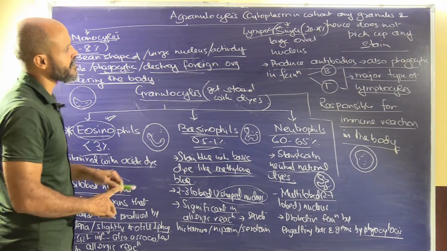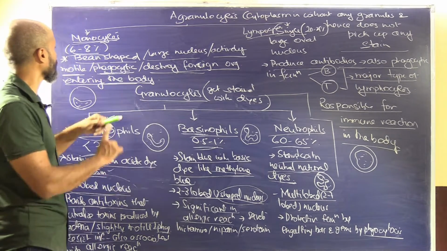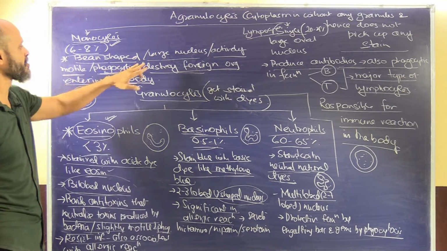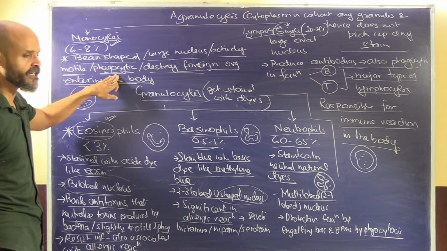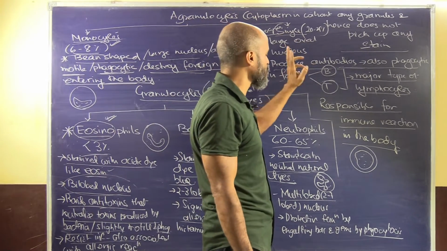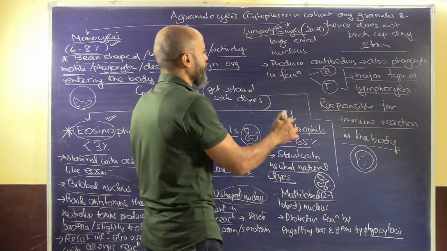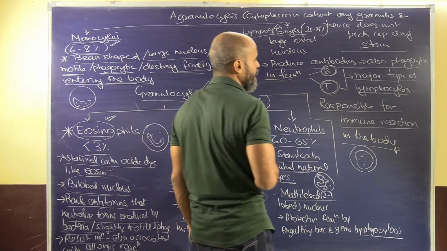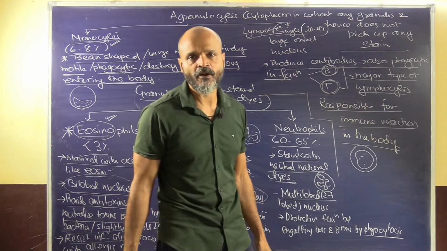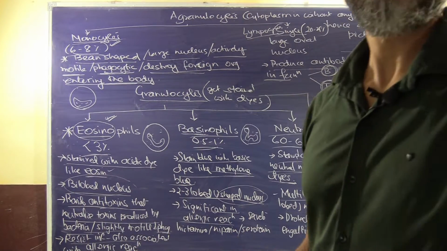Now, agranulocytes obviously cannot be stained with dyes. They are monocytes, which are to a tune of 6 to 8%, and lymphocytes, which are to a tune of 20 to 25%. Monocytes have a bean shaped large nucleus and are actively motile. They are phagocytic. They destroy foreign organisms entering the body. Lymphocytes have a large oval shaped nucleus, and they produce antibodies against the antigens. They are also phagocytic in function. They are of two types, B and T, and these are the major types of lymphocytes responsible for the immune reaction in the body. So a very important role is played by lymphocytes here.